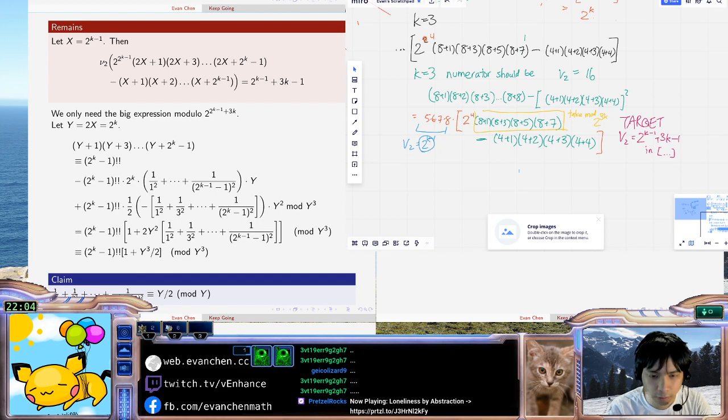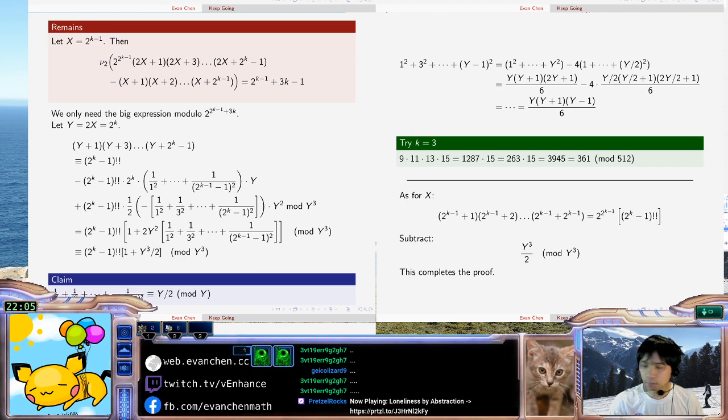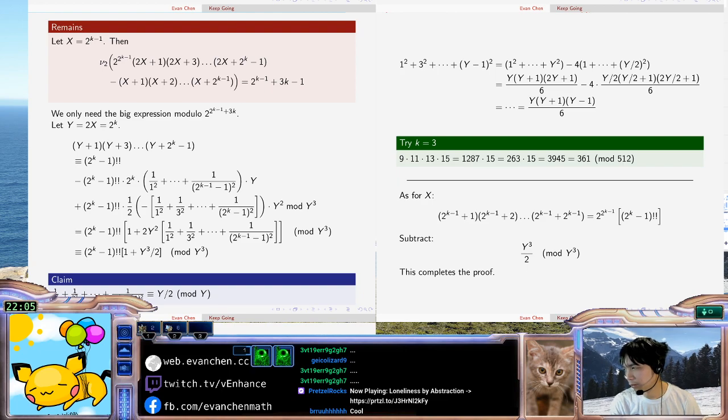So this is here. And then finally, subtract. And when we subtract, we get something which is y halves mod y cubed, or y cubed over 2 mod y cubed. And this completes the proof. Oh no, we did it. This was not that bad actually. I didn't take too many false leads this time. This is going on the formulas unit for those of you that know what that means.